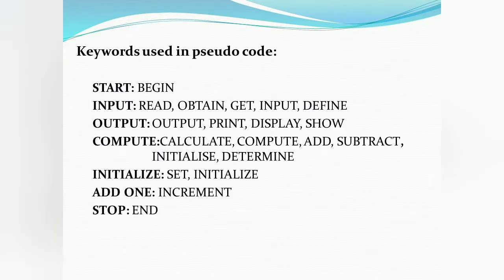Keywords used in pseudocode. These are the keywords. They are used in pseudocode. To start the pseudocode, we have to use the begin keyword. For reading the input, we can use read, obtain, get, input, define. These keywords can be used for reading the data. Then for the output, print, display, show, these keywords are used to display the output.